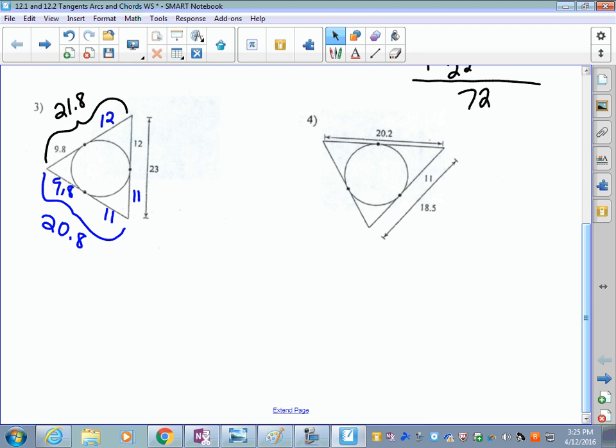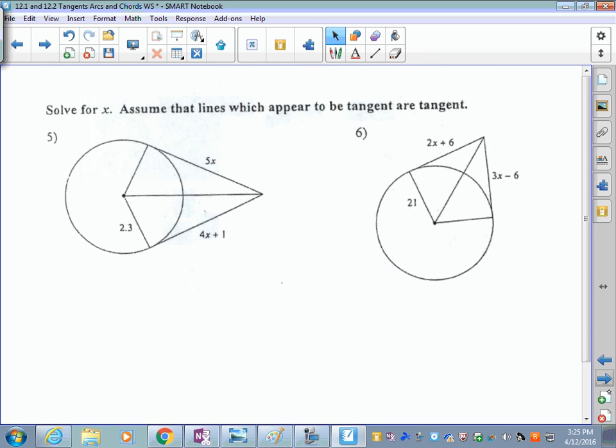Yes. If we need it, never. All right, so I'm going to go to the next section. You're going to do 4. Let's look at number 5.